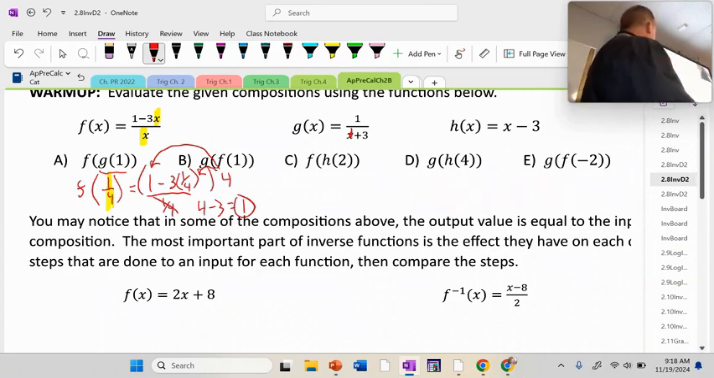Yeah. And you know what? What did I plug in for x? 1. This is weird. Now let's do g of f of 1 and hope it's not as bad.